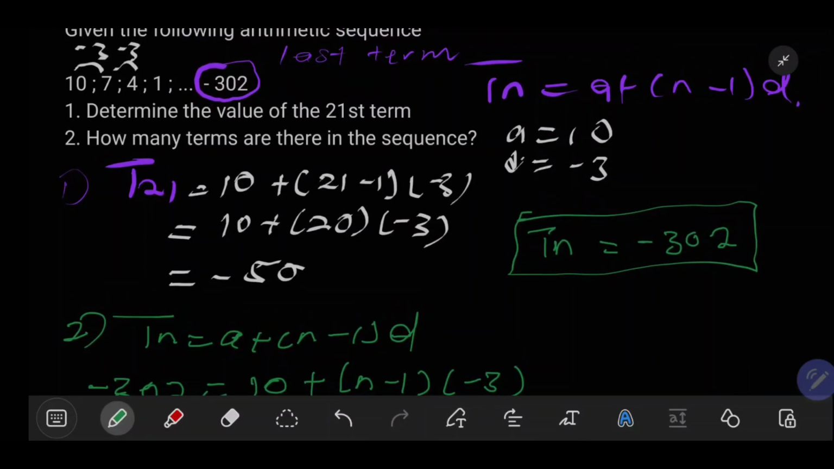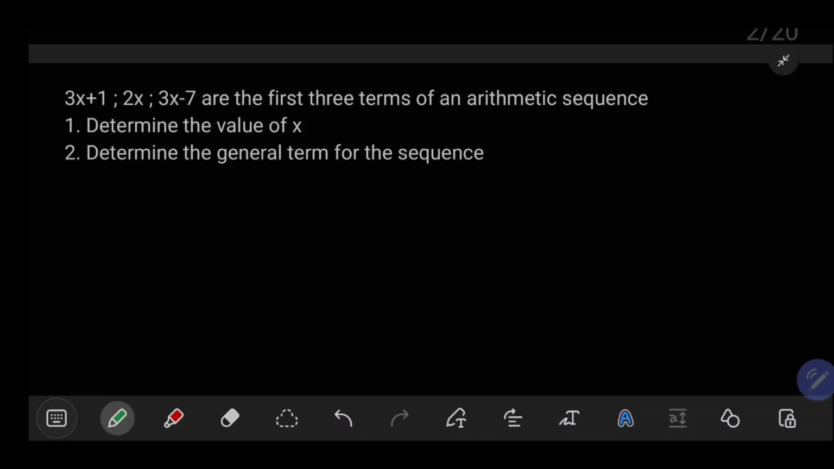Okay, I hope everything is still in order and everything makes sense for now. So this is just a small application of an arithmetic sequence. Okay, so we can move to another example. So this is our example. You are given 3x plus 1, 2x, 3x minus 7, which are the first 3 terms of an arithmetic sequence. So they want you to determine the value of x.